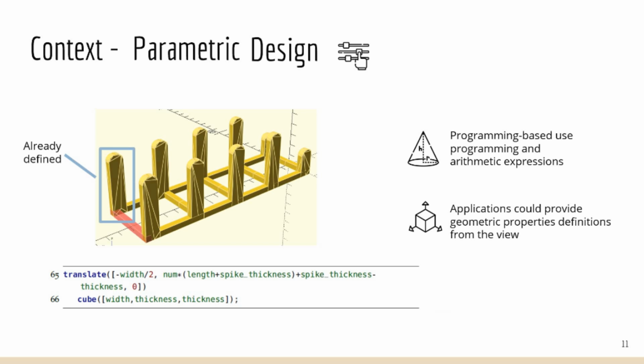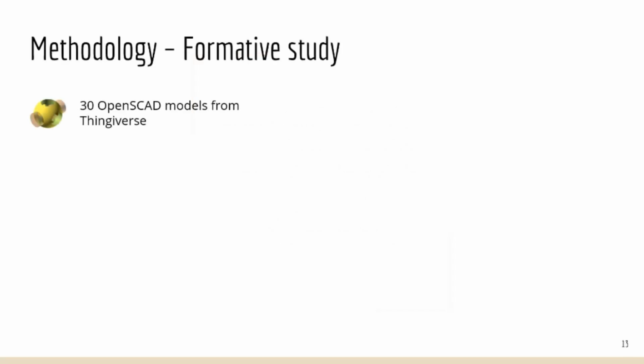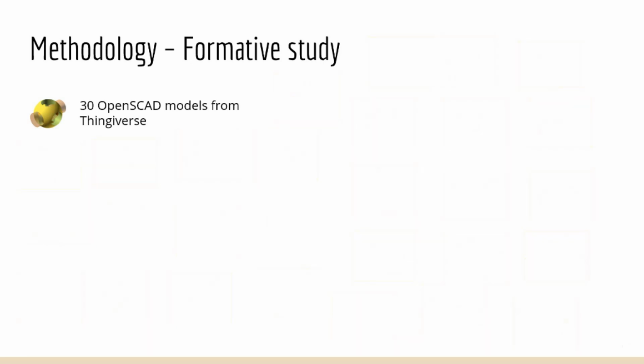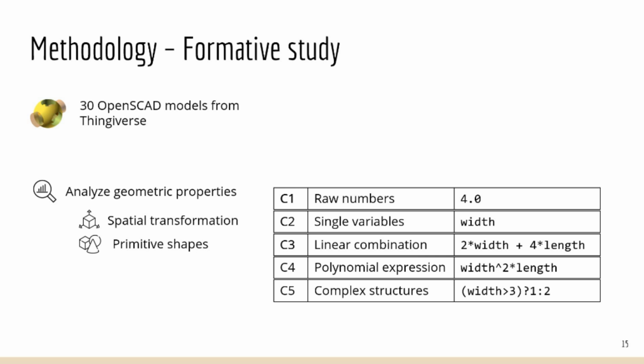We explored how interactions can facilitate the definition of geometric properties in programming-based CAD. Our research began with a formative study to understand how geometric properties are created. We analyzed 30 OpenSCAD models from Thingiverse, selecting the most popular model under various search filters. We examined how primitive and spatial transformations are defined, categorizing them into 5 groups: raw numbers, single variable calls, linear combinations of variables, polynomial expressions, and more complex programming structures.